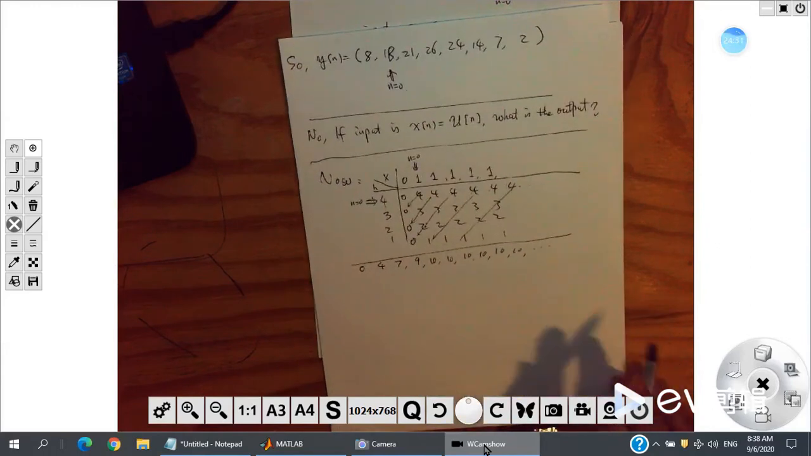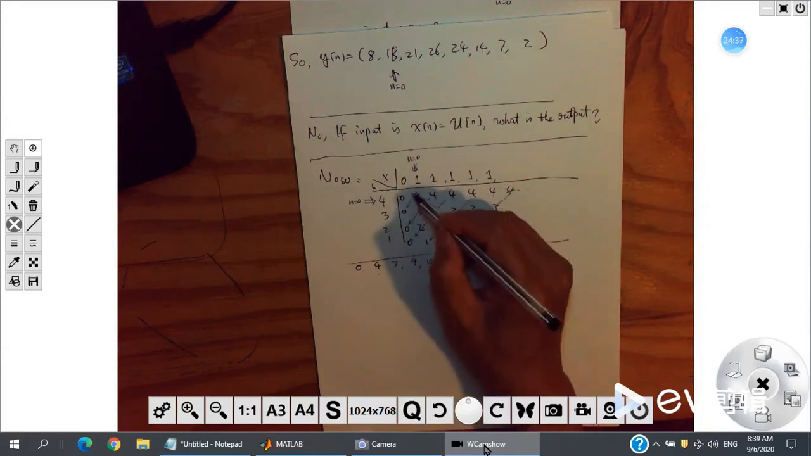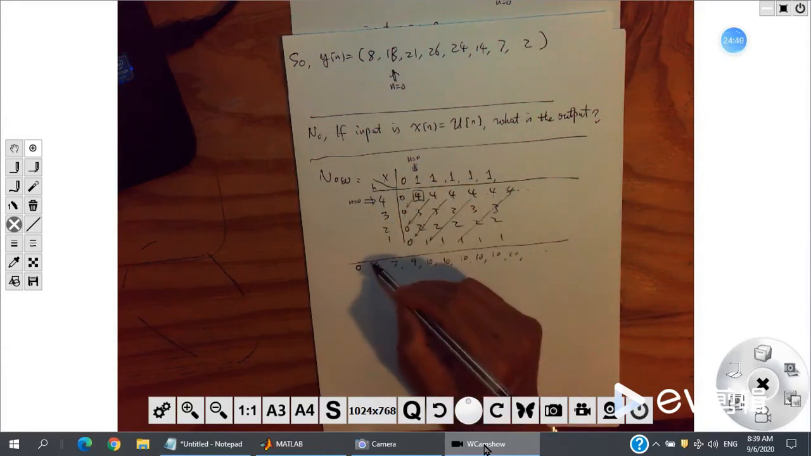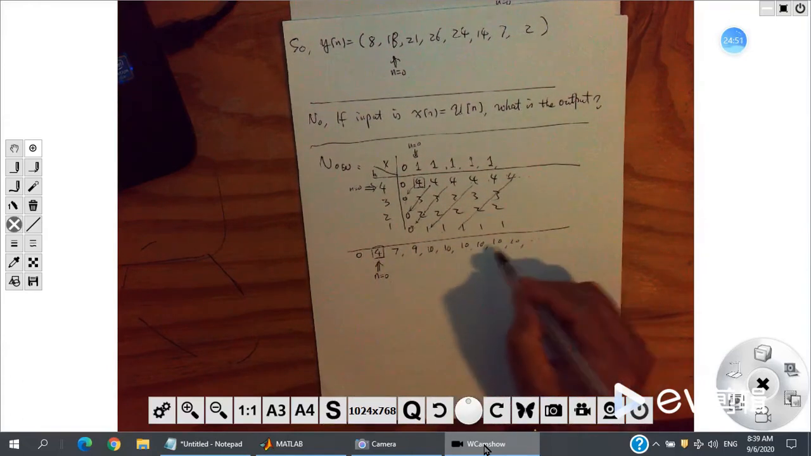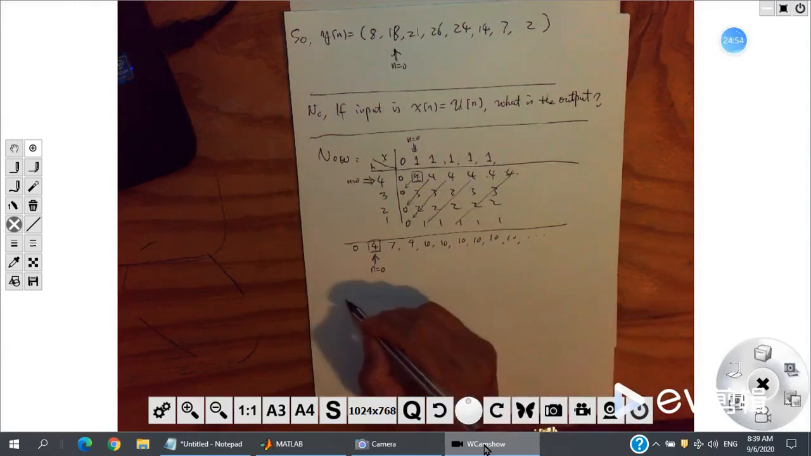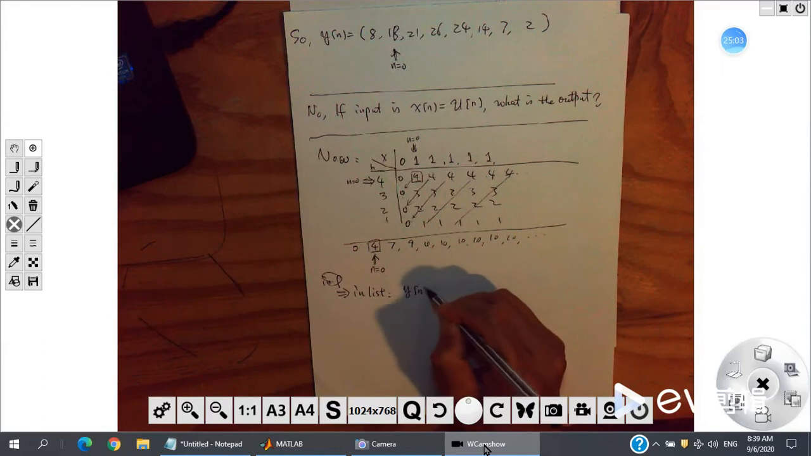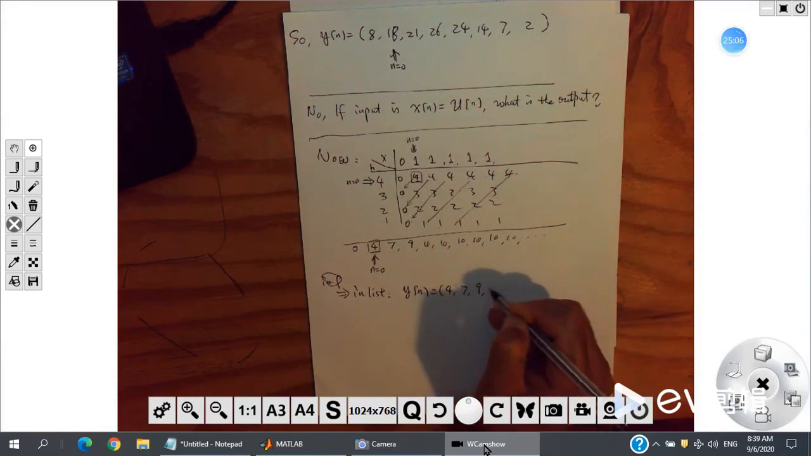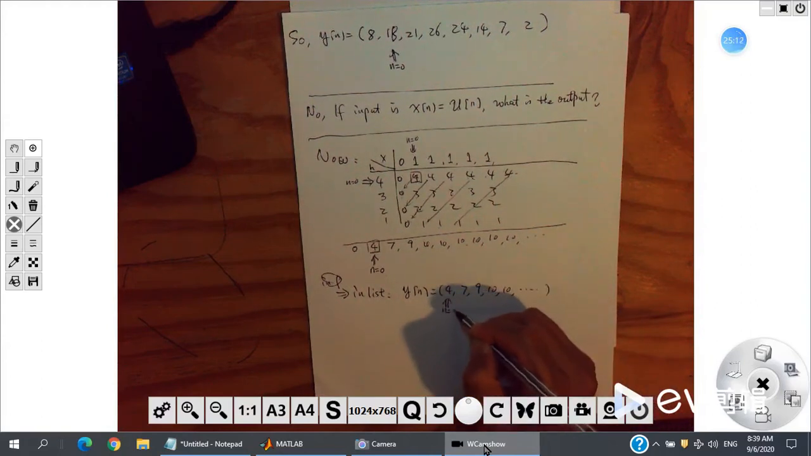And which value will be n equal to 0? You see, this is n 0, this is n 0, so it's this one, and this one goes to here. So n equal to 0 is here. So the output looks like this. Because these values are all the same, we can write it in a formula. First, in a list, we list the values. I have y of n equal to 4, 7, 9, 10, 10, forever. And here's n equal to 0.